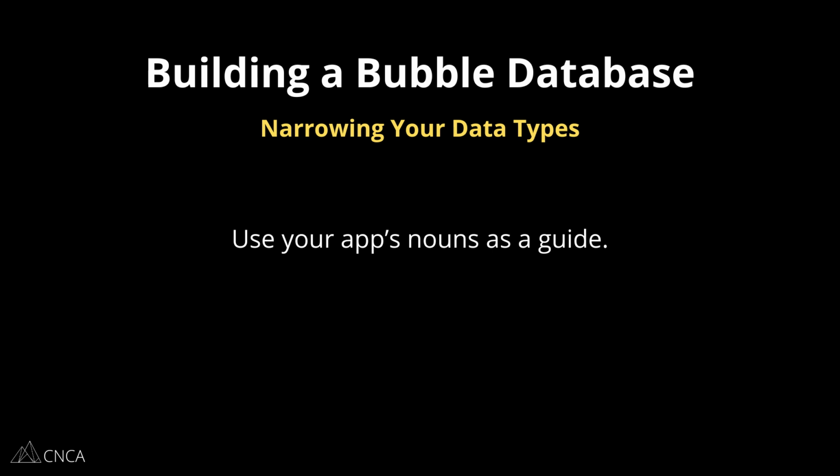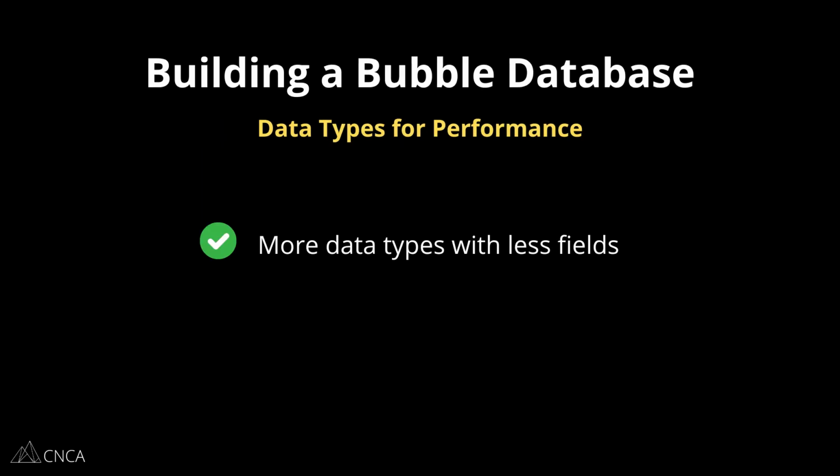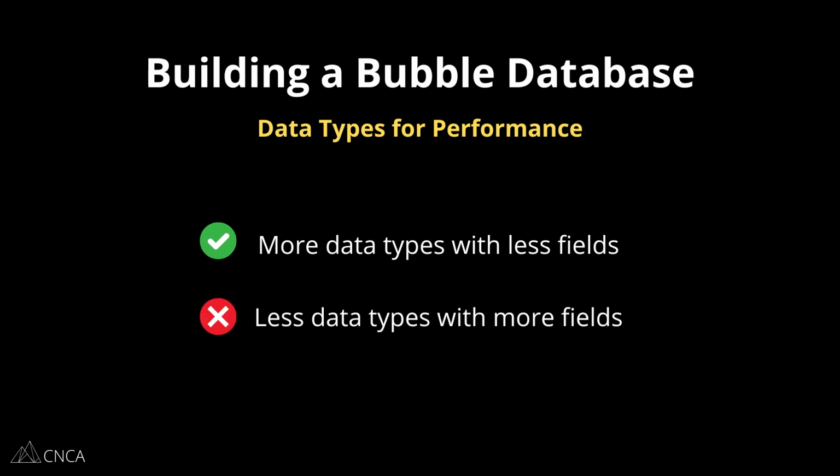And performance-wise in Bubble, it is better to break down your database into more smaller types, meaning data types with fewer fields in them, than having fewer but bigger types with more fields. There are many things to balance, of course, but this is a good rule of thumb.